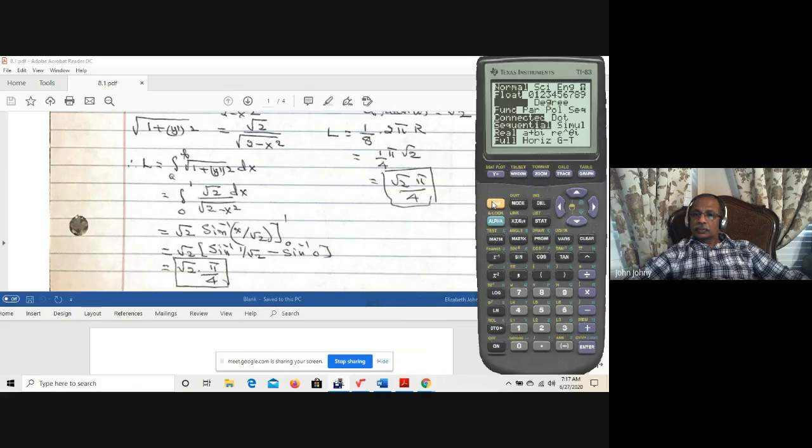So sine inverse of 1 over square root of 2 is, oh sorry, it is in radian mode. We have to convert that into degree mode.